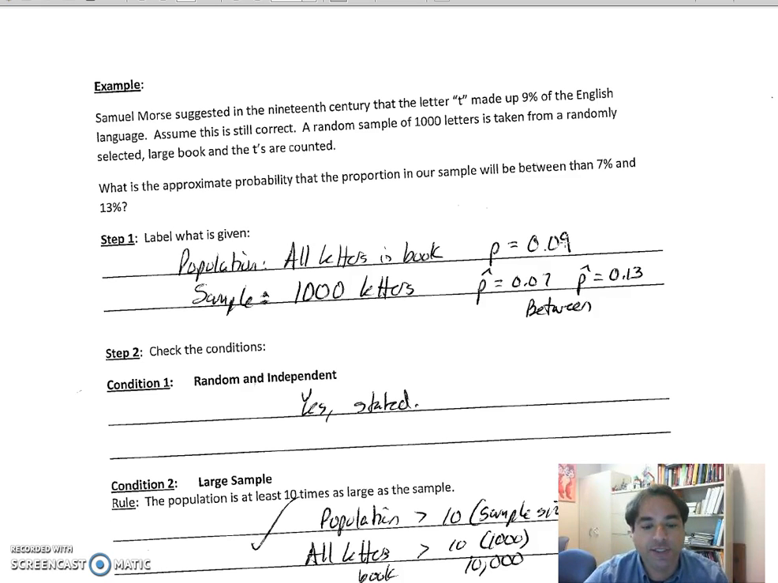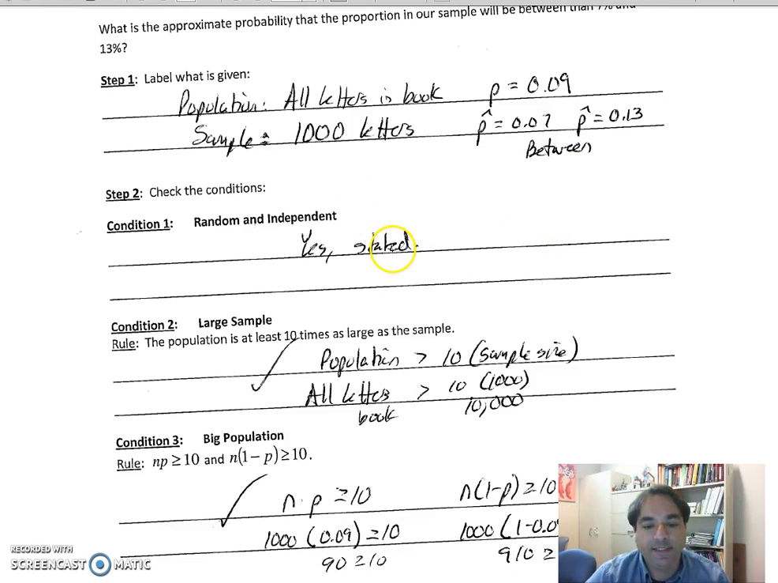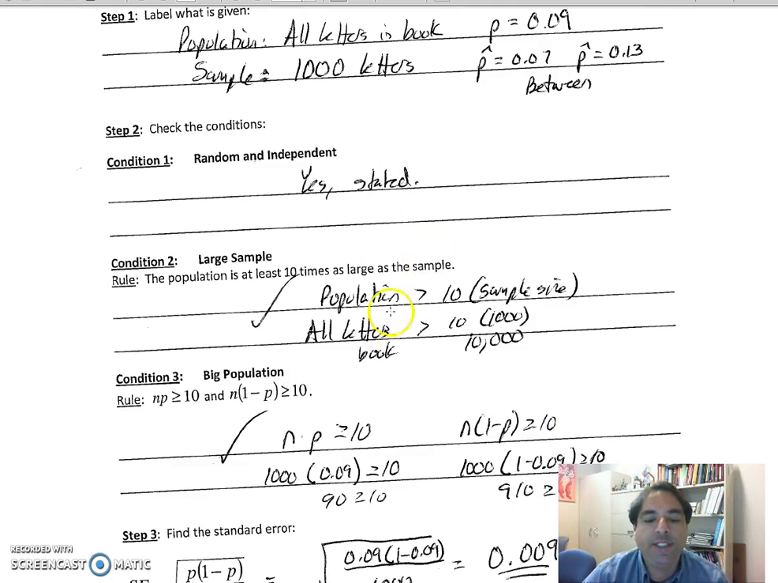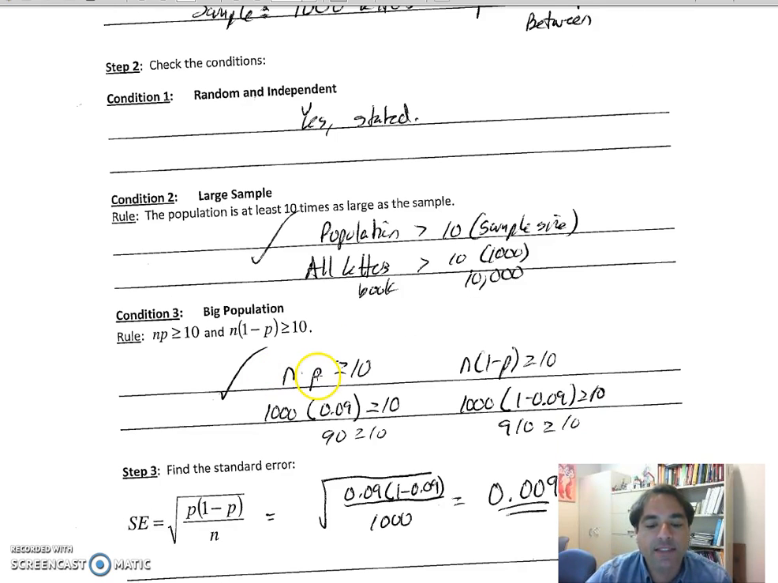So we check our conditions. Number 1, was it random? Yes, it's stated. Number 2 is the population, all letters in the book, greater than 10 times the sample size. 10 times 1,000 is 10,000. Now I don't know how many letters in the book, but this is how many letters, not even how many words. There are more than 10,000 letters in a very large book, let's say. Then n times p, which is 1,000 times 0.09 is 90, that's greater than 10. And n times 1 minus p, which gives us 910, is greater than or equal to 10.